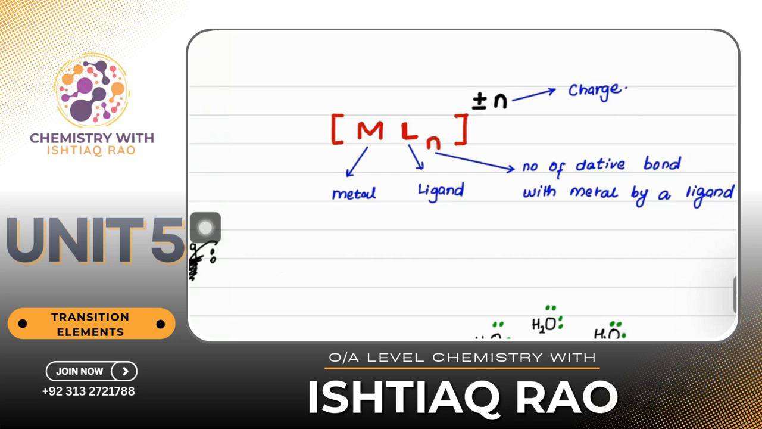Some complex compounds have 4 ligands, some have 5 ligands, some have 6 ligands, some have 2. So at that time, this would be very useful and helpful. What is N? N would be telling you about the number of dative bonds between the metal and a ligand. Simple.